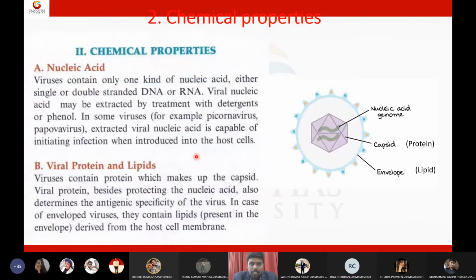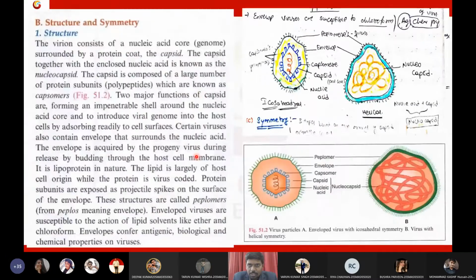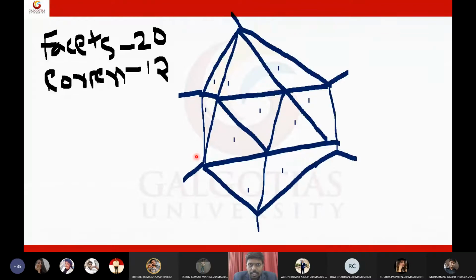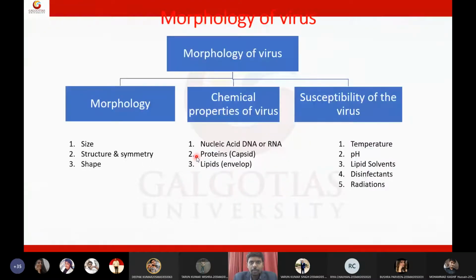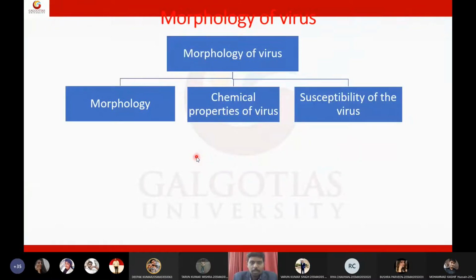Okay, so this is all about viral susceptibility to physical and chemical factors, and this is all about the morphology of virus. So, a quick revision of viral morphology again. In the morphology, we discussed its size, shape, and symmetry. In the size, we discussed that viruses range around 20 to 300 nanometers.